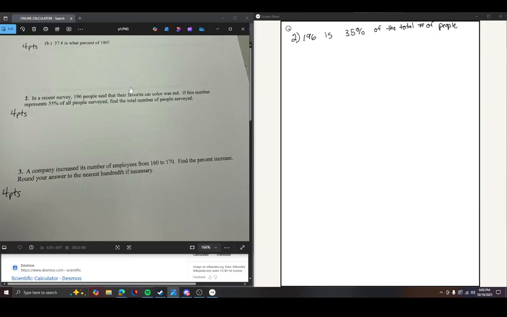So if you rewrote that as 196 is 35% of the total number of people, is that not equivalent? Think about it compared to the first sentence. You could take out the phrase "in the recent survey." You said 196 said their favorite color was red. We really don't care what the color is, or what they're talking about. You just care that it represents 35% of the total number of people. So that's a percent out of the whole. 35% is a percent of the total.